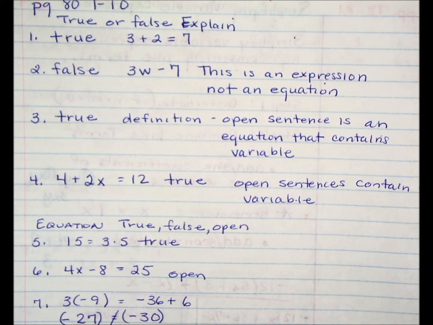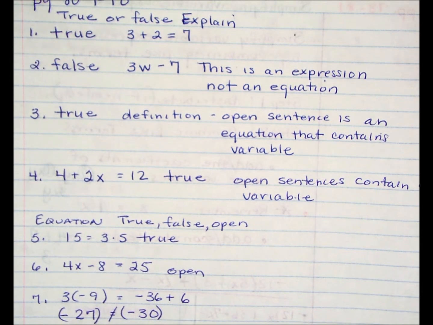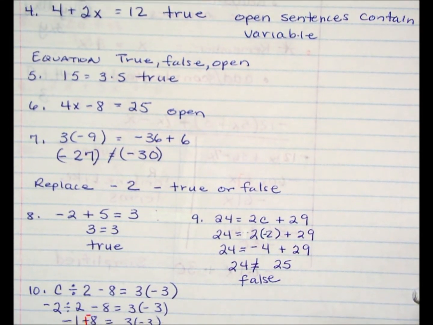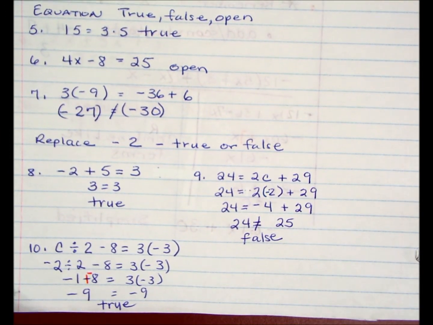In the second part, it asks you, is this equation true, false, or open? 15 is equal to 3 plus 5. That is false. Number 6, 4x minus 8 is equal to 25 is open because it contains a variable. Number 7, 3 times negative 9 is equal to negative 36 plus 6 is false because 3 times negative 9 equals negative 27, and negative 36 plus 6 equals negative 30. Those are not equal, so that would be false.